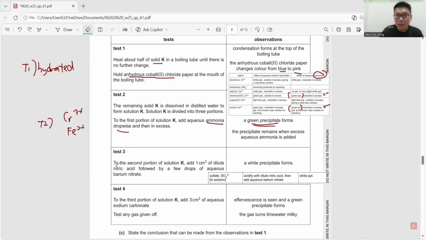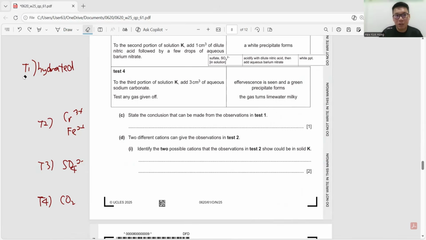For test 3, to the second portion of K, add 1 cm cube of dilute nitric acid and barium nitrate. This is the test for sulfite. And if it shows a white precipitate, it confirms there is sulfite. Test 4, to the third portion of K, add 3 cm cube of sodium carbonate. Test any gas given. Then they say effervescence and the gas turns lime water milky. So here we can confirm it releases carbon dioxide.